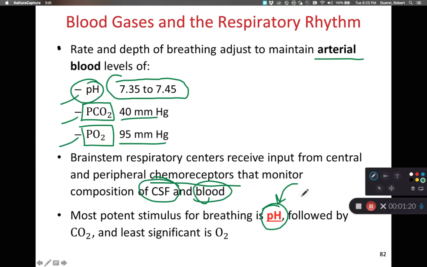Because as we have a change in hydrogen ions in our bloodstream, we're going to have a change in the shape of the proteins of our blood. So more than anything else, blood pH is going to dictate our respiratory rhythm. Because blood pH is going to be determined in large part by carbon dioxide levels, blood carbon dioxide is the second most important variable, and the least significant variable is blood oxygen levels.